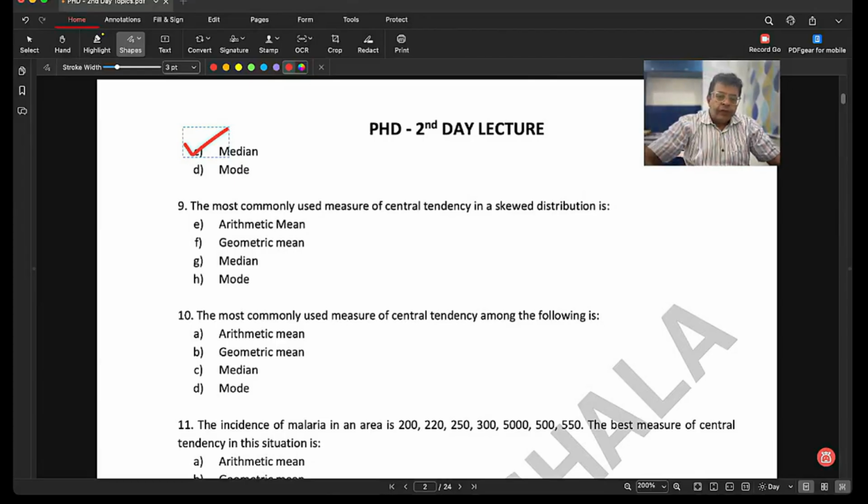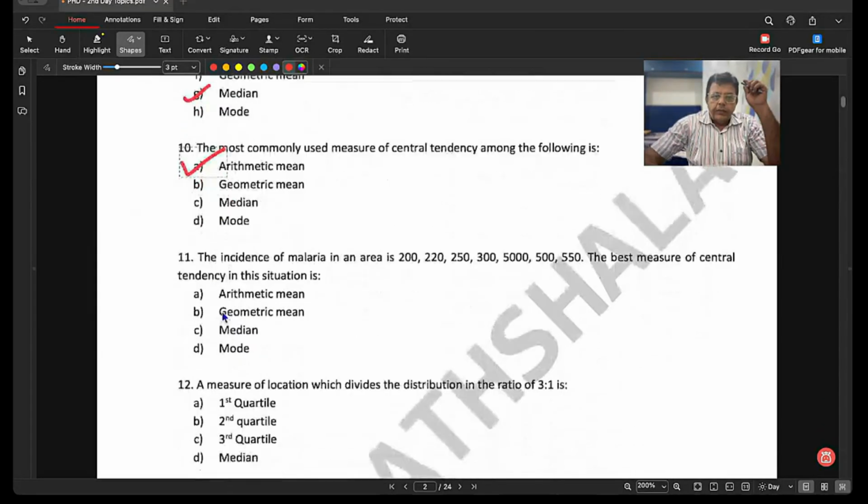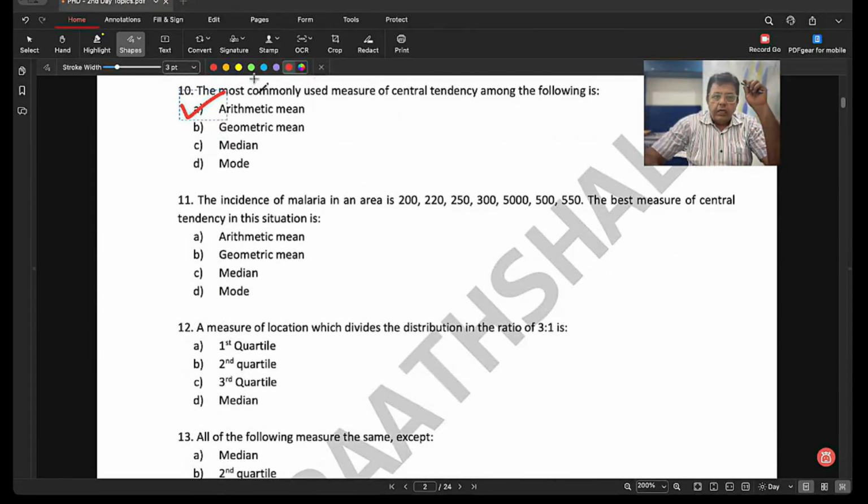Since all of you are marking it correctly, I am very happy. The first one has to be skewed distribution, has to be median, and mean will be the most commonly used measure of central tendency. Question number 11 and 12.